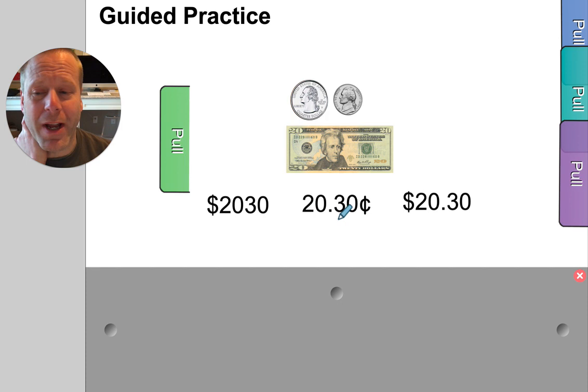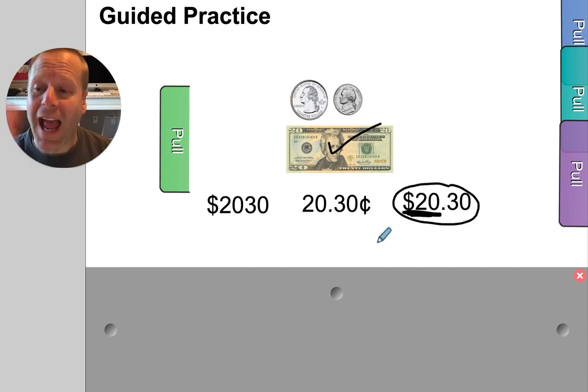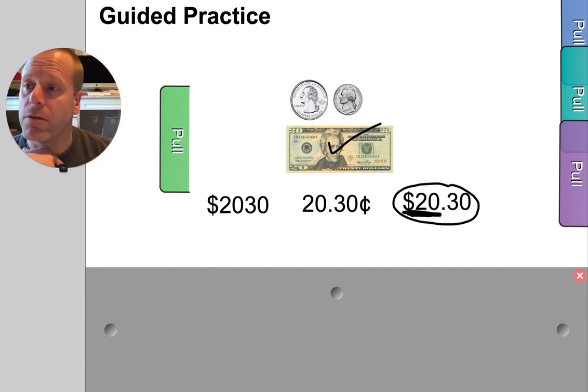Well, this one looks kind of right, but they're using the wrong symbol. This is a lot of money. This is what we're looking at here. We're looking at $20, check, and 30 cents. So they might have you circle the one that matches the picture. They might have you count the amount.